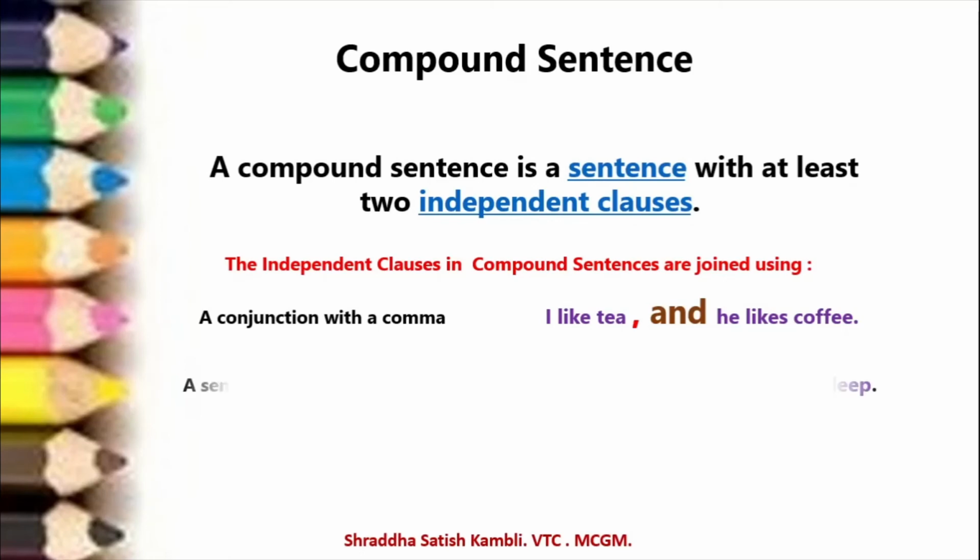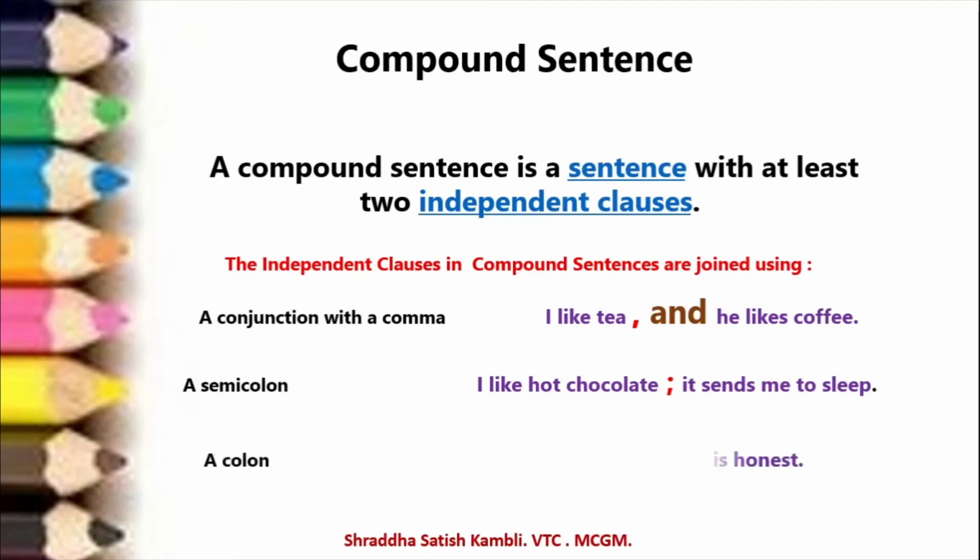Another way you can write a compound sentence is using a semicolon. I like hot chocolate; it sends me to sleep. The two independent clauses are joined together using a semicolon. You can also write a compound sentence using a colon. I know one thing: she is honest. See, I know one thing is one independent clause. She is honest is one more independent clause. You can join them using a colon also.